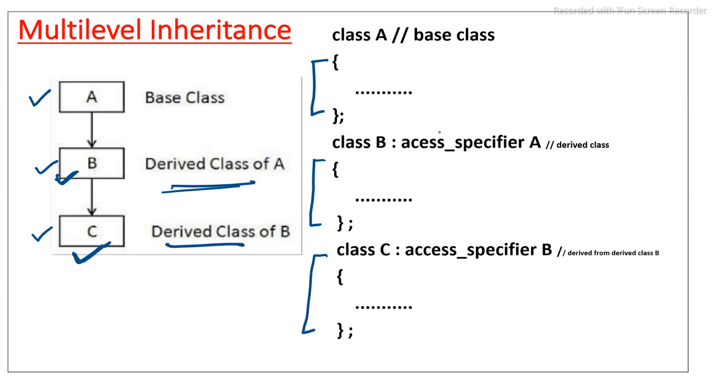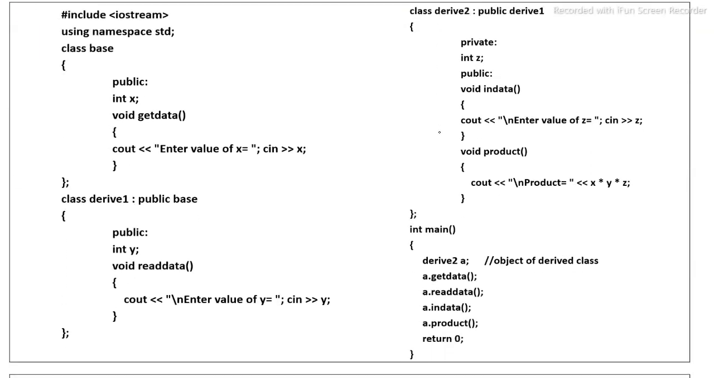Here the class C is derived from class B. So the definition is class space C colon access specifier or derivation type we can mention space B, which means class C is derived from the derived class B. So this is the definition, or the syntax, for multi-level inheritance. So let's discuss one very simple example for multi-level inheritance.